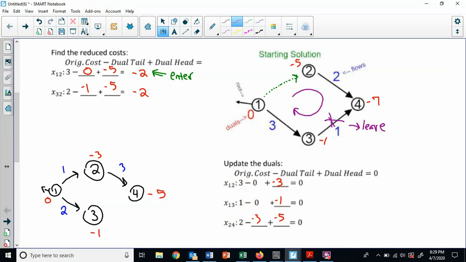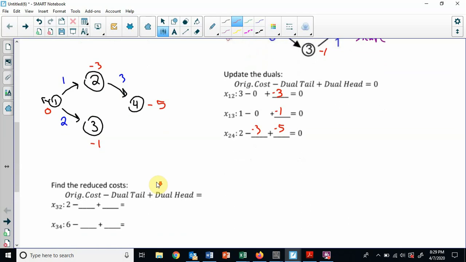Okay, so there we sit. That's awesome. We've done the pivot. Now we need to see if we have anything attractive. So let's find the reduced cost. Okay, so the only two possible ones to enter are 3.2 and 3.4. So we need to check the reduced cost on these two.